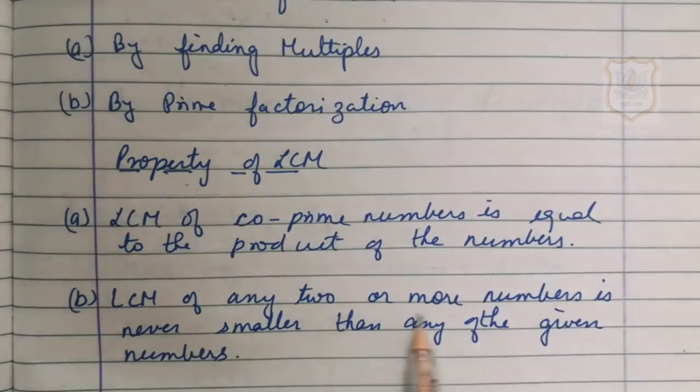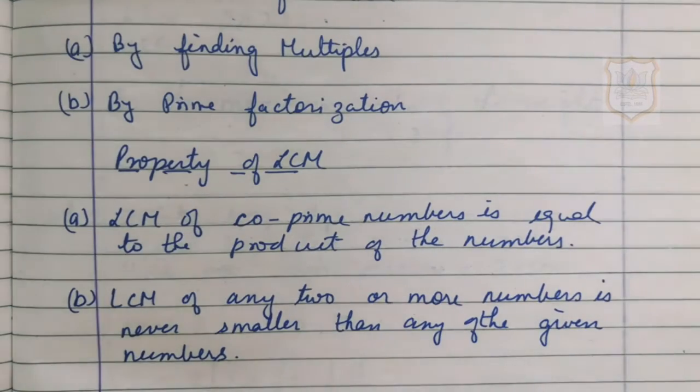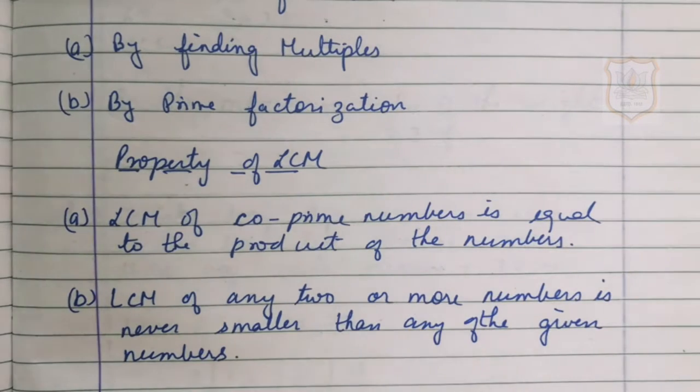B. LCM of any two or more numbers is never smaller than any of the given numbers. Students, if we have to find out the LCM of any two or more numbers, then it will never be smaller than the given numbers. Suppose we are finding the LCM of 12 and 16, then LCM can't be less than 12 or 16.